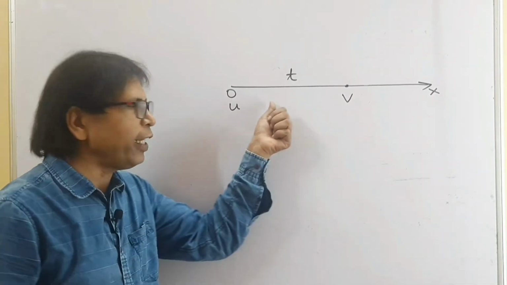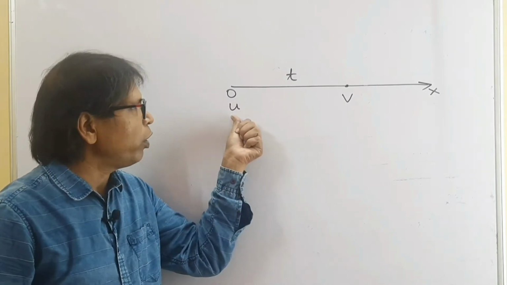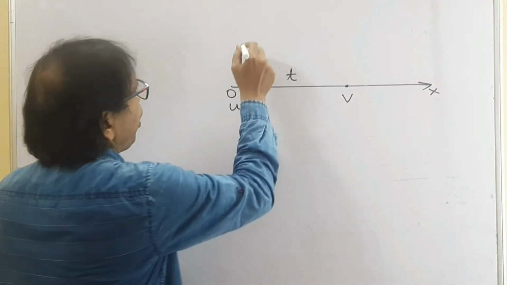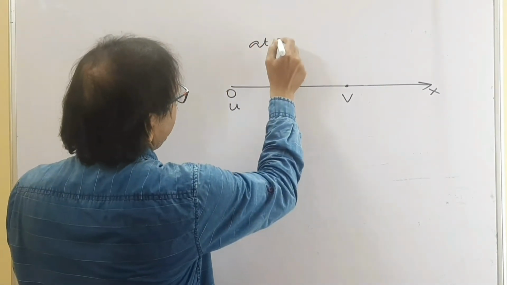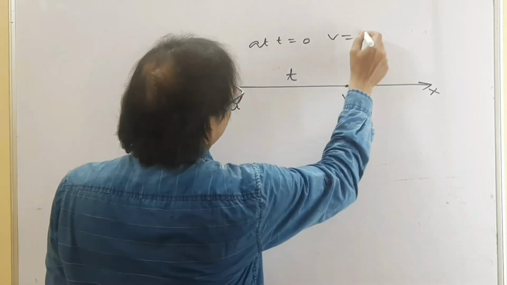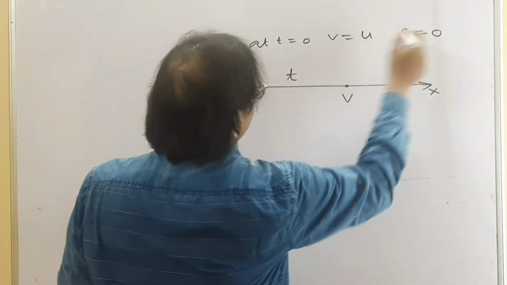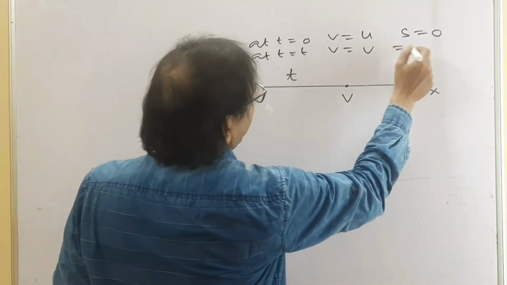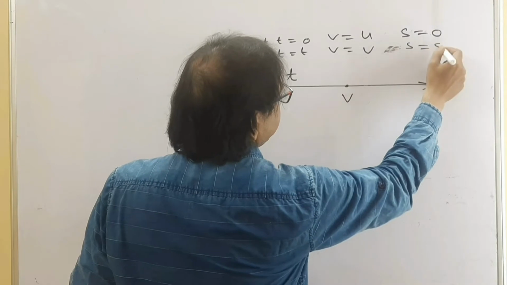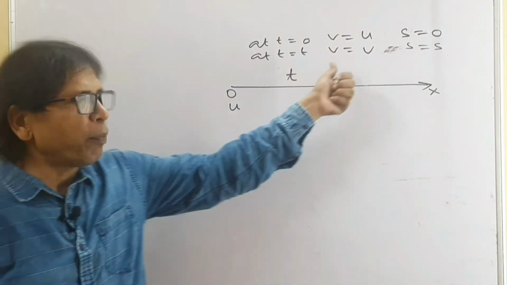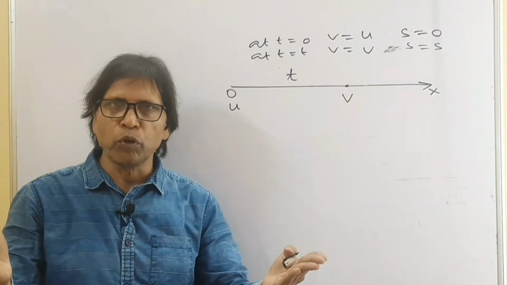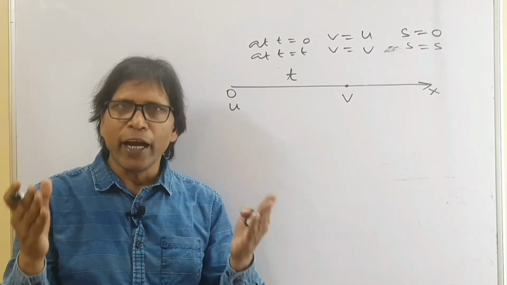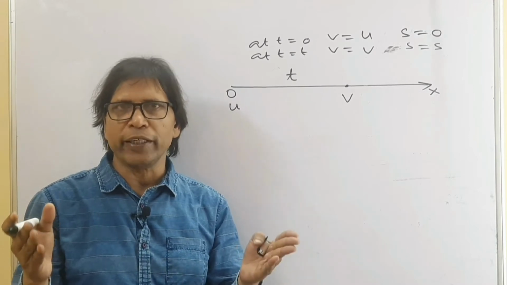Now with the help of calculus we have to prove this relation. As the initial velocity of the particle is u and the final velocity is v in time t, the boundary condition is at t equals 0, v equals u, s equals 0. At t equals t, v equals v and s equals s. Applying this boundary condition, we have to prove v equals u plus at, s equals ut plus half at square and v square equals u square plus 2as.